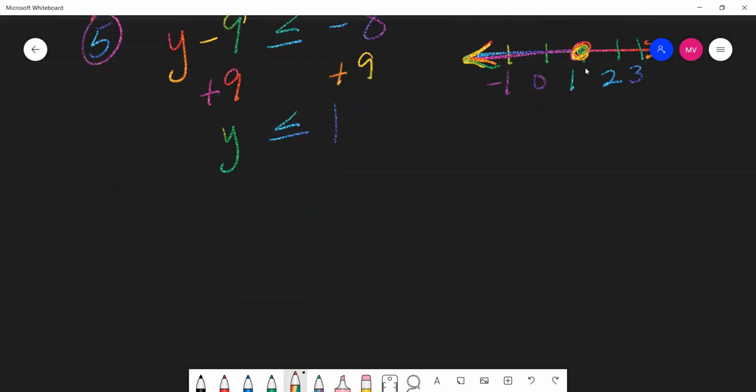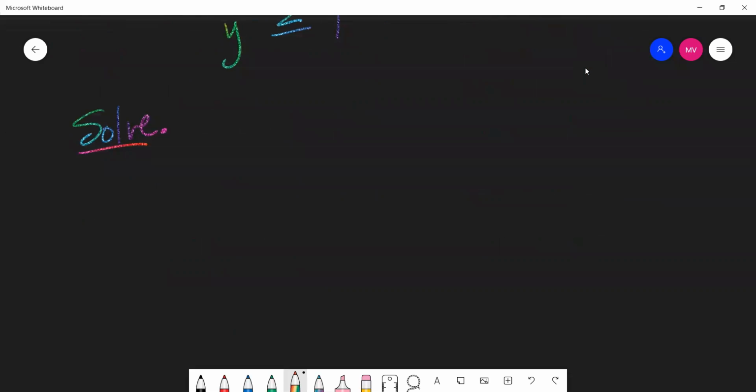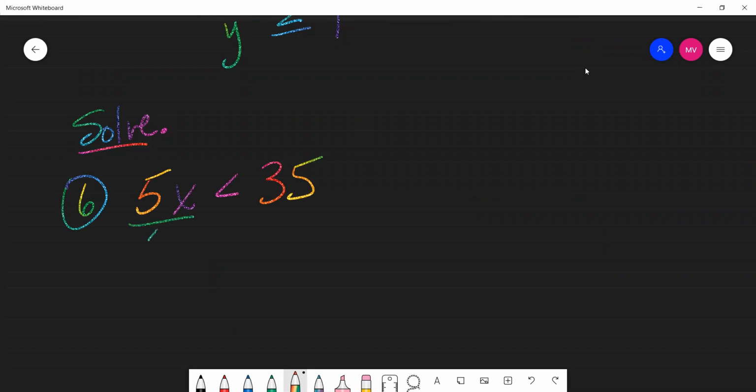Now we went through the multiplication property of inequality. So we're going to look at working through these. Solve. So you don't have to graph it. But if I have, number 6, I have 5x is less than 35. So what do I need to do here to isolate my variable? Oh, no, this is in my additional problem. So this is not in your book. We got to divide both sides by 5.